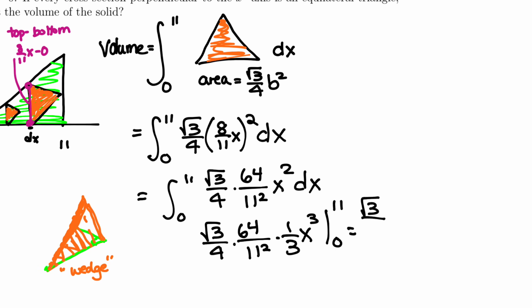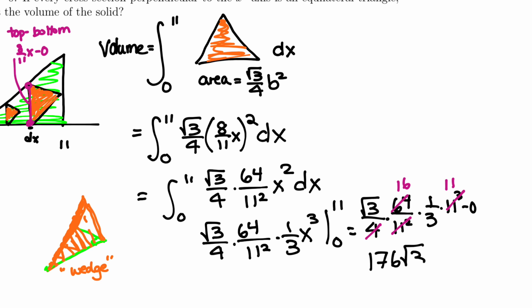I'm getting square root 3 over 4 times 64 over 11 squared times 1/3 times 11 cubed. And things are canceling on us. It's just 11. 4 goes in here, 16. Let's see. Is that right? Is that what you got?